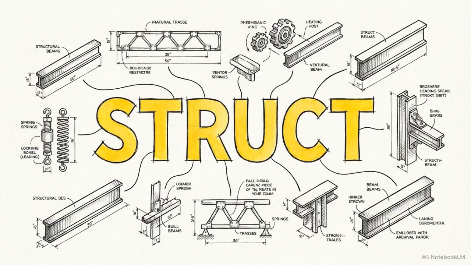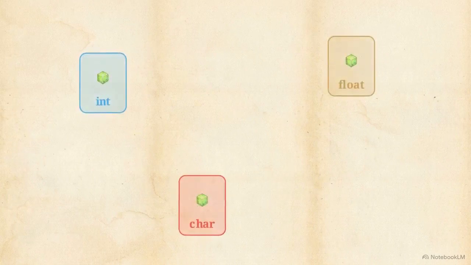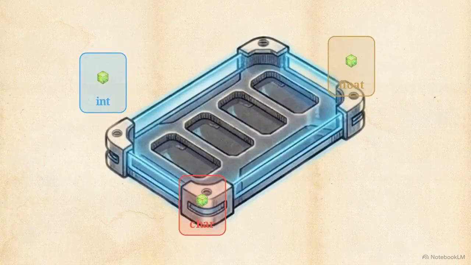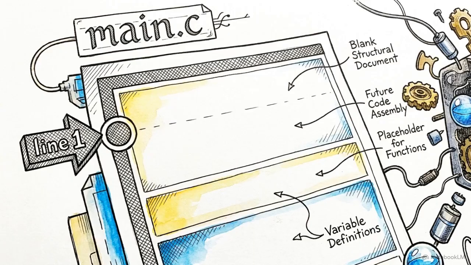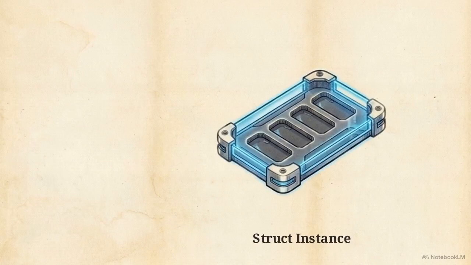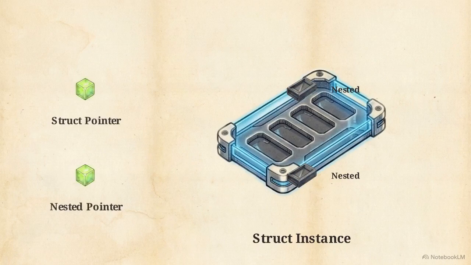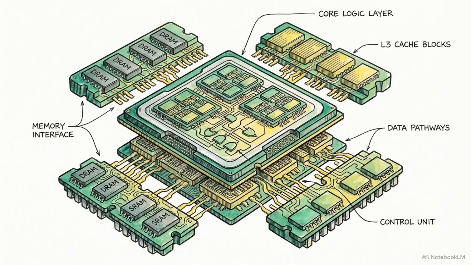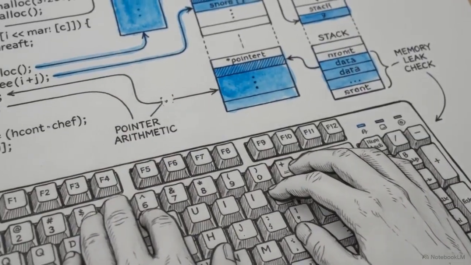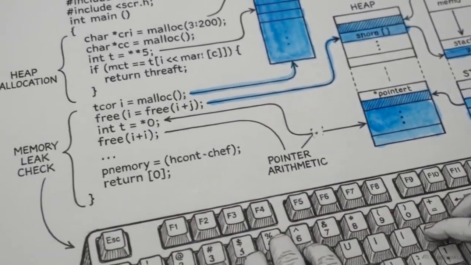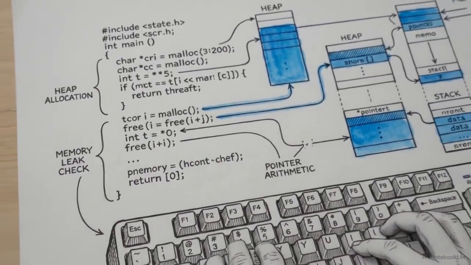The answer is the structure, or struct. A struct is a custom data type that allows you to manually group heterogeneous variables into a single cohesive unit of memory. Today, we are going to build that architecture from the ground up. We will construct basic structs, nest them into hierarchies, optimize them using structure pointers, control how the CPU pads their memory layout, and explore alternatives like unions and enums. Mastering structs requires a shift in mindset. You have to stop relying on the compiler to organize your data automatically and start designing your memory layouts like a bare metal systems engineer.